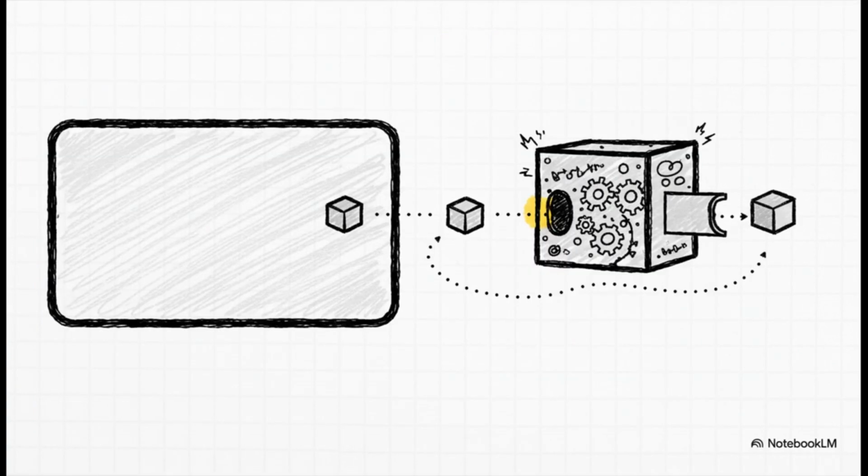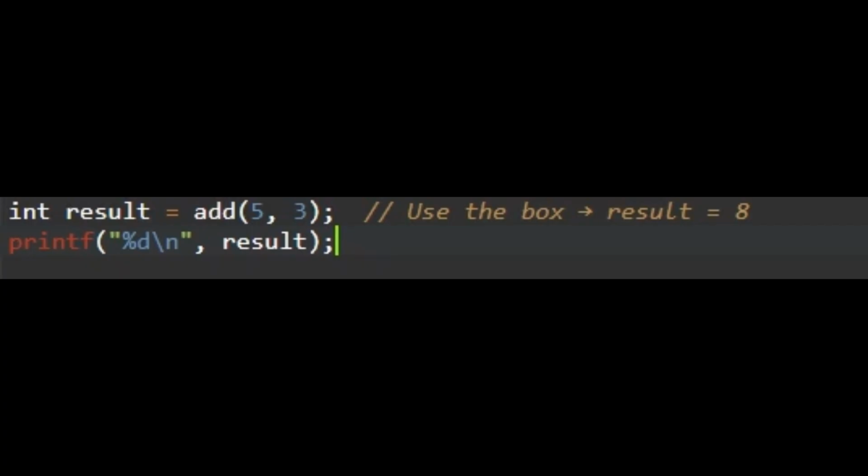And finally, to actually use our magic box, all we have to do is call it from our main program. So we can create a variable, maybe result, and then we just assign it the value that comes back from our function call, like this. Result equals add numbers 10, 20. Yep, it's really that easy.